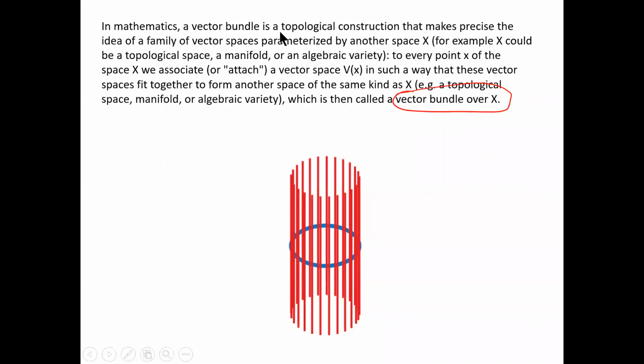A vector bundle, here specifically a tangent bundle, is a topological construction that makes precise the idea of a family of vector spaces, because here we have a family: at every point the tangent is different. It's a collection, which is why you call it a bundle, a family of vector spaces parameterized by another space X. We can call this a tangent space.